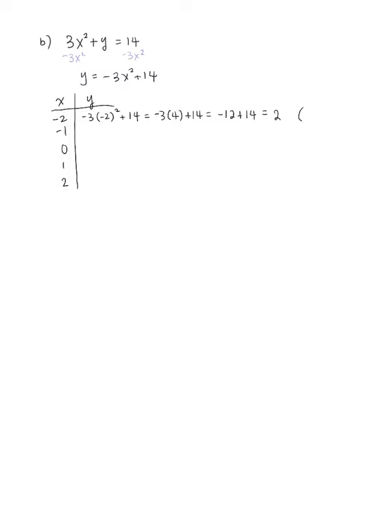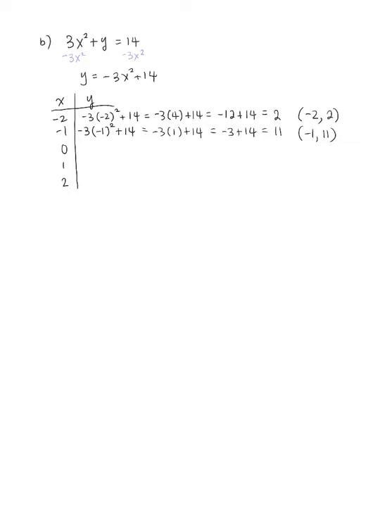So in terms of an ordered pair, I can write this as negative 2, comma 2. All right, now let's go with when x is negative 1. So we're going to have negative 3 times negative 1 whole quantity squared plus 14. So this is negative 3 times positive 1 plus 14, which is negative 3 plus 14. So what is that? 11. So what do we got? We have negative 1 comma 11.